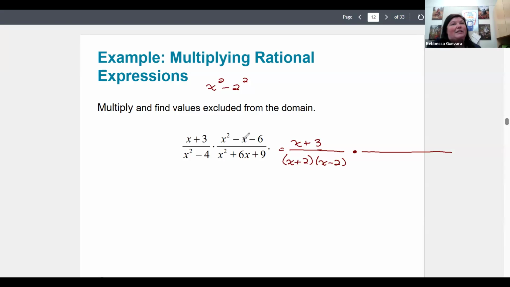So we have x squared minus x minus 6. I need two numbers that multiply to give me negative 6 and add to give me negative 1. So that would be x minus 3 and x plus 2. Those multiply together to give negative 6 and add to negative 1. And then we have x squared plus 6x plus 3. I don't know if you noticed this one. This is x squared plus 2.